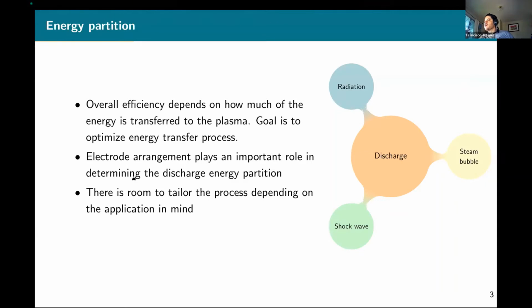And of course, the efficiency of the process mainly depends on how energy is dissipated. For example, in a typical discharge, you have energy in the steam bubble, energy dissipated as radiation, and energy dissipated in a shock wave. So there is room to optimize the process by just changing a few parameters in a typical reactor.